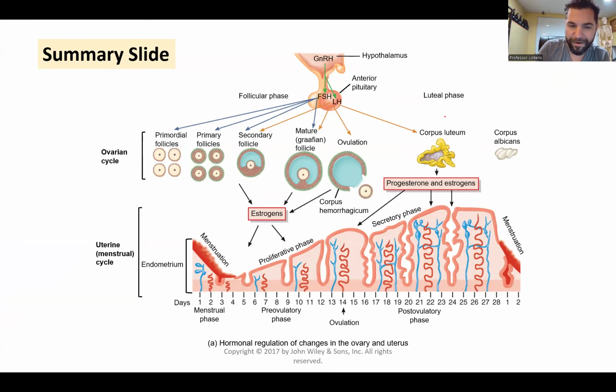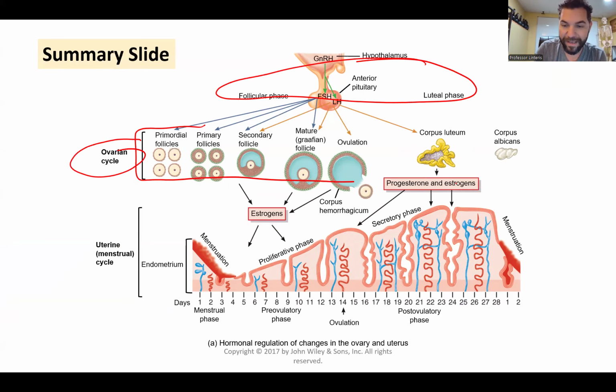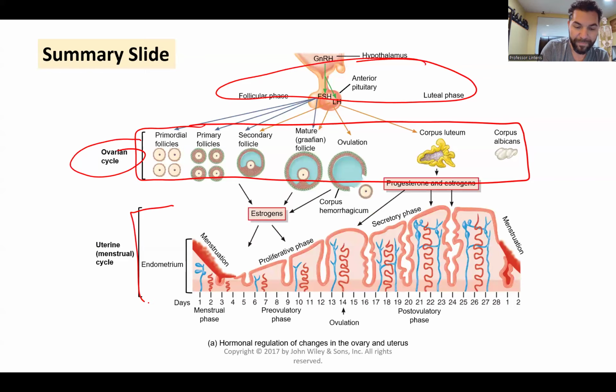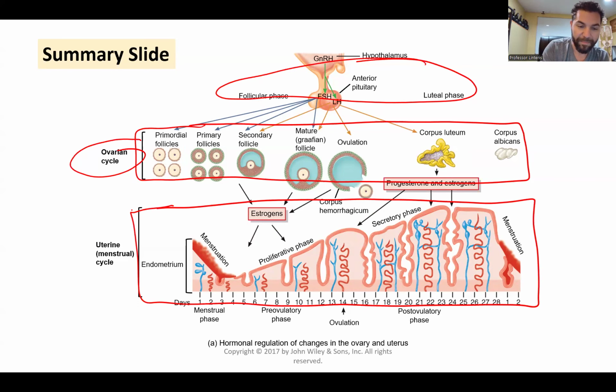So we can see here, basically similar to the first picture, these are pituitary hormones, right? That's what they do. This is our ovarian cycle, aka what's happening in the ovary. This is our uterine cycle, what's happening in the uterus. We can see the menstrual, pre-ovulatory, ovulation, and post-ovulatory phases as a whole in the uterus specifically. We can see the menstrual, proliferative, secretory, and menstrual again, right?